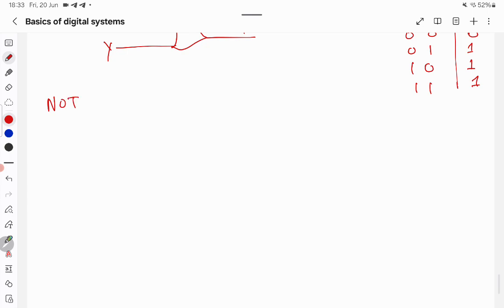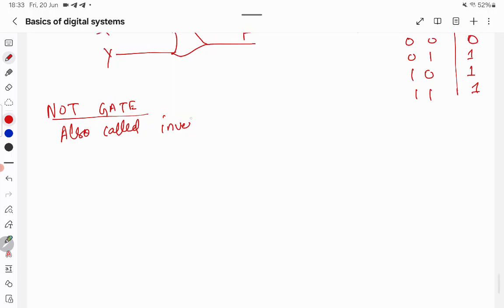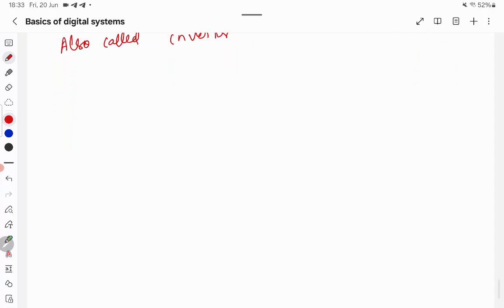If you move to the next gate, which is the NOT gate, also called the inverter, it can be represented like this. There is a triangle symbol and a node in front of it, and it can only accept one input. So one input and one output.